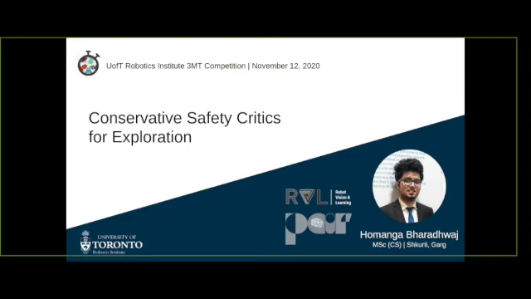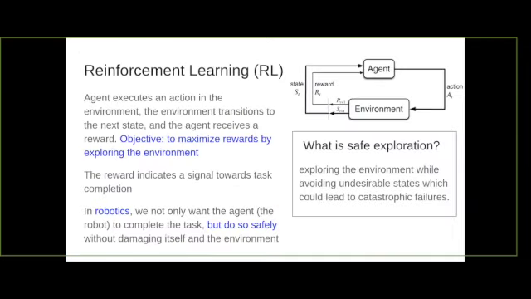Thanks very much. So imagine the task of training a quadruped agent from scratch. How do you ensure that the agent doesn't fall down during training and break itself? My name is Homanga, and I'm going to show you how. So reinforcement learning is a paradigm for learning-based control where an agent interacts with the environment, and the objective is to get better by collecting more data and optimizing a policy to achieve higher rewards. The rewards indicate a signal towards task completion.